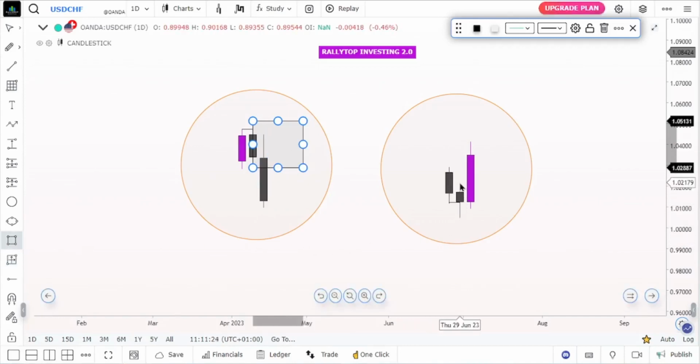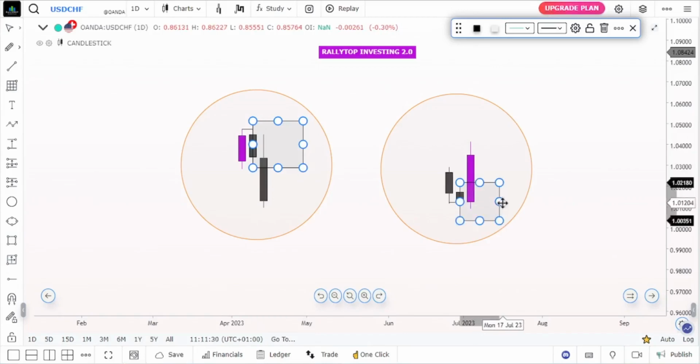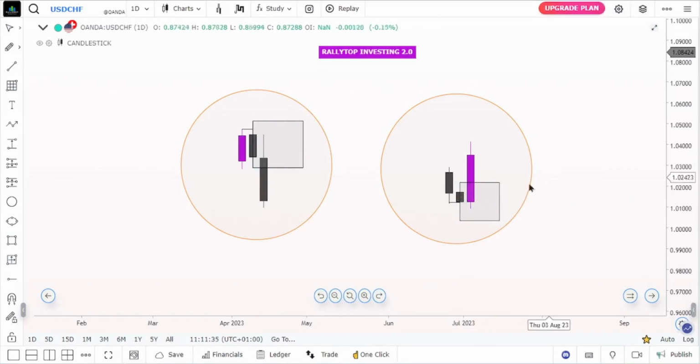When you have seen this 3 candlestick formation, you need to now mark out this middle candle as your higher time frame point of interest. All right, and then you go down to your entry time frame to look for a refinement of that higher time frame point of interest.